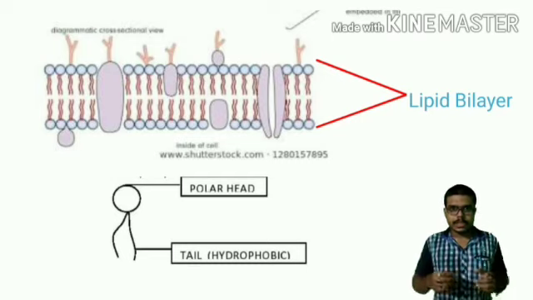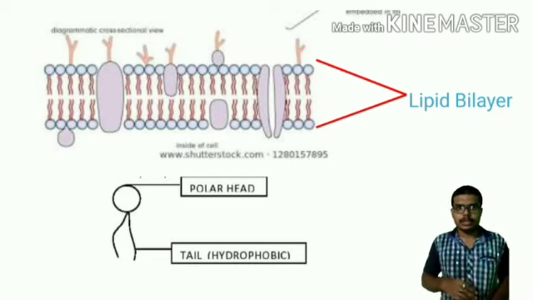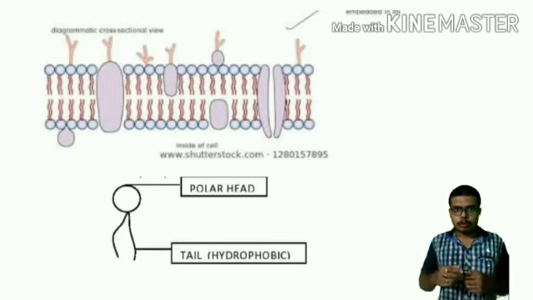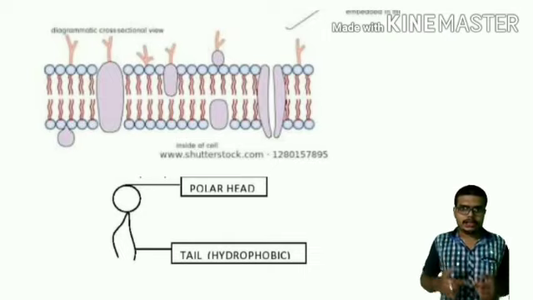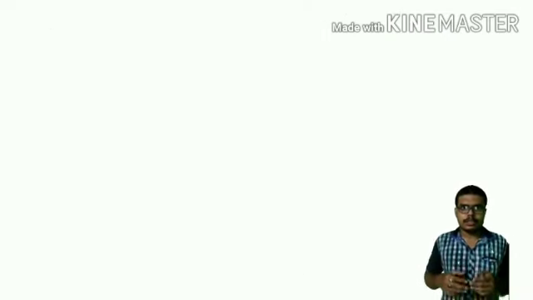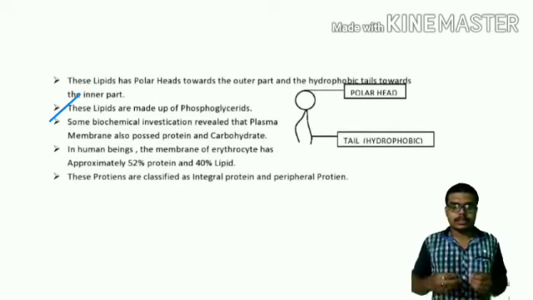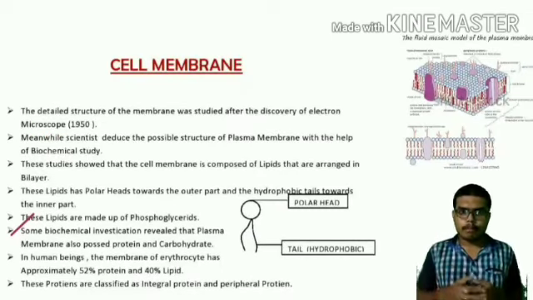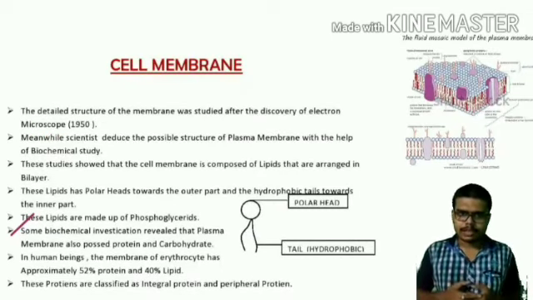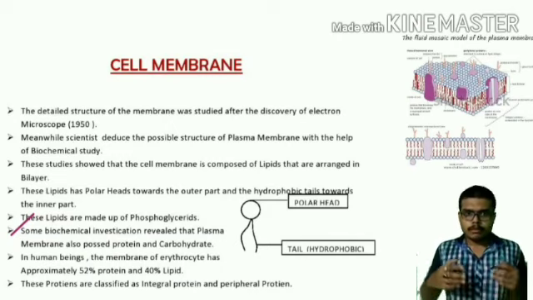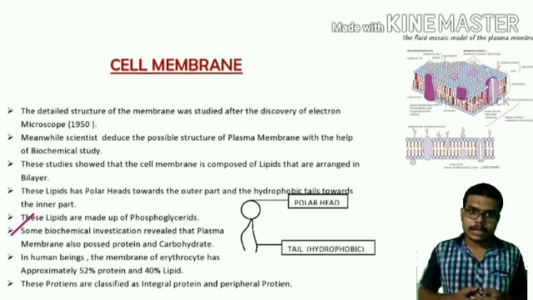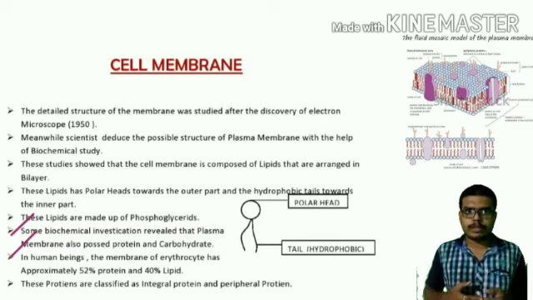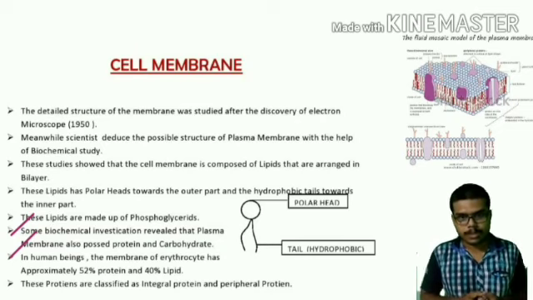cell. The lipid is a polar molecule. It has a globular polar head and another tail. This polar head is hydrophilic in nature and the tail is hydrophobic in nature. The lipids are made up of phosphoglycerides. These are macromolecules which help in construction of lipid. From some biochemical studies, we can reveal that the plasma membrane contains lipids, proteins and carbohydrate also. In human beings, the membrane of erythrocyte has approximately 52% protein and 40% lipid.